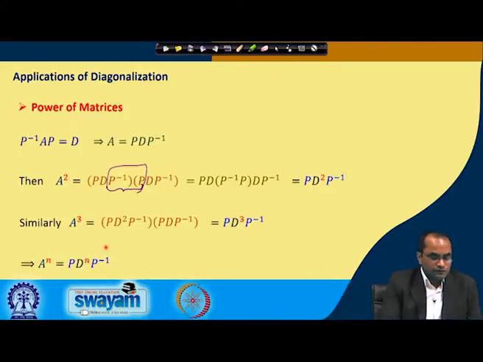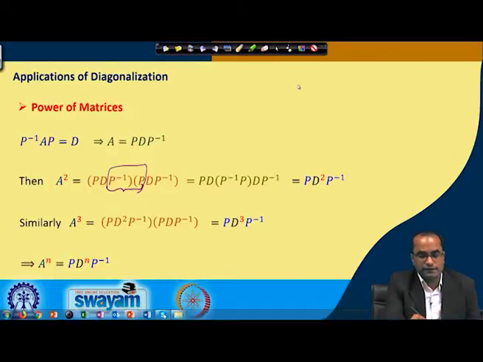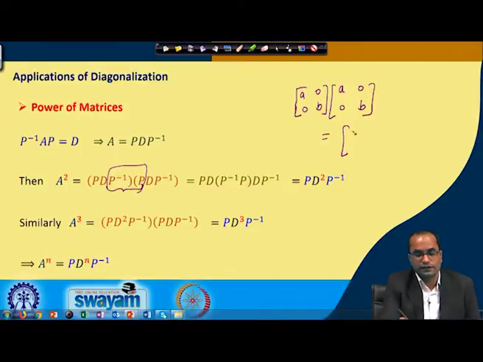So, as I said before, when we want to compute a very high power of this matrix, a large number here, this is very useful, because computing D power n is very simple. If we take a diagonal matrix, for example this one, and multiply it with itself, what will happen? A square will come, this product will be 0, here also this will be 0, and B square will come.